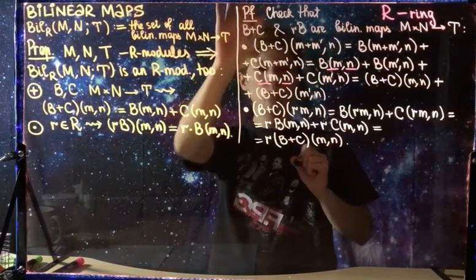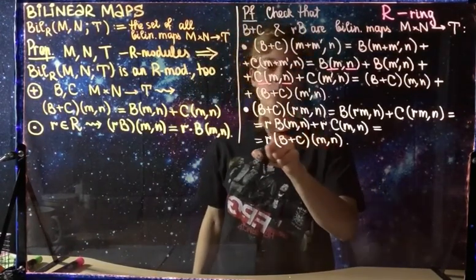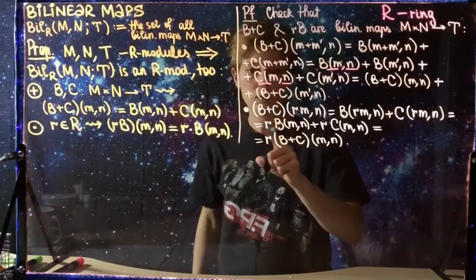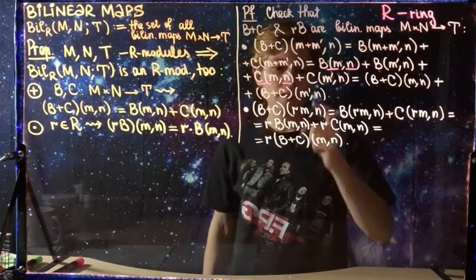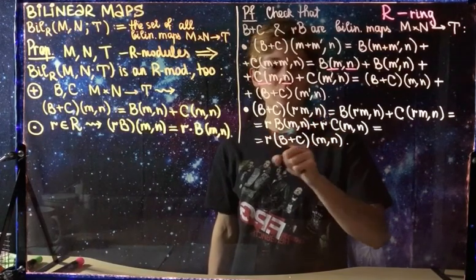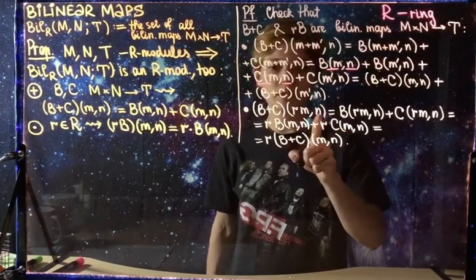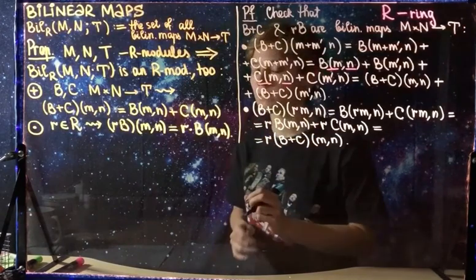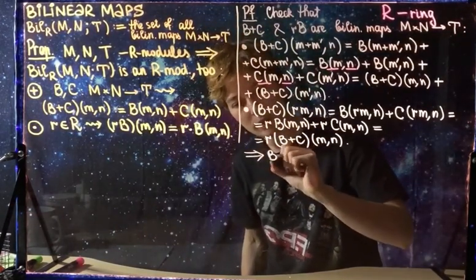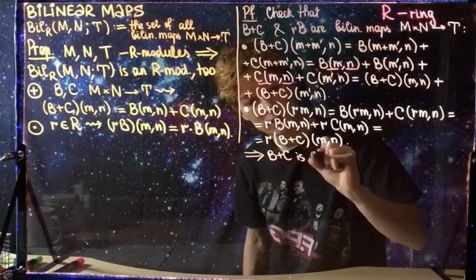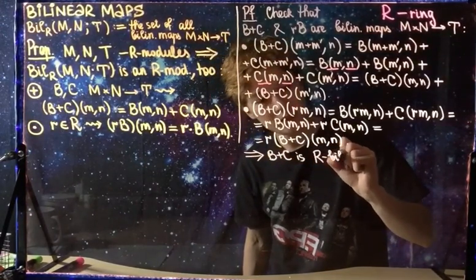And so we can pull a scalar out of the brackets here. And similarly for n, if we replace n with r n, we can pull the scalar out. So B plus C is R-bilinear.